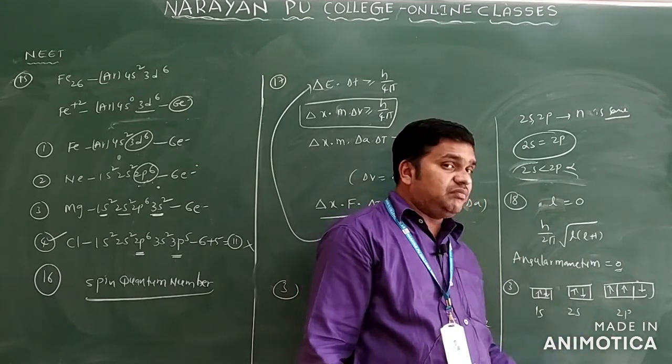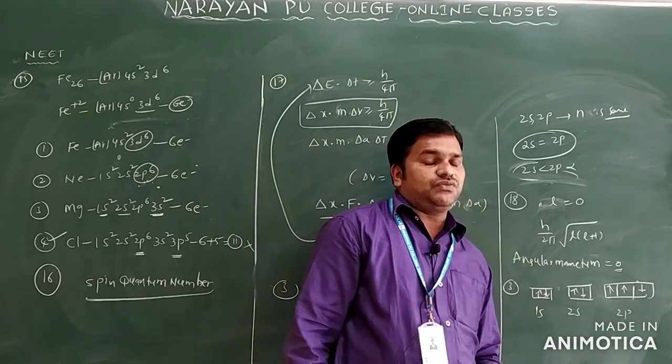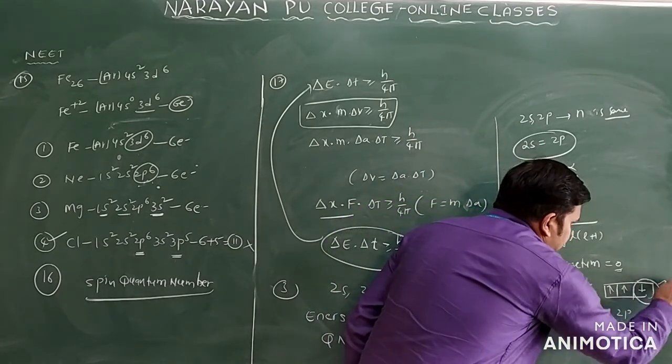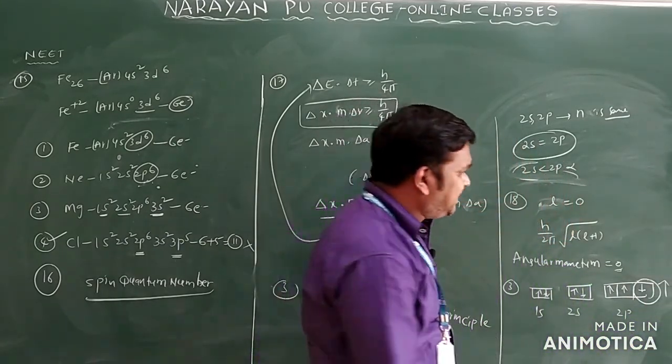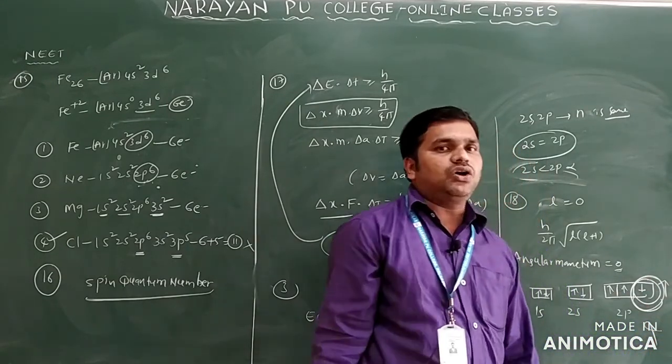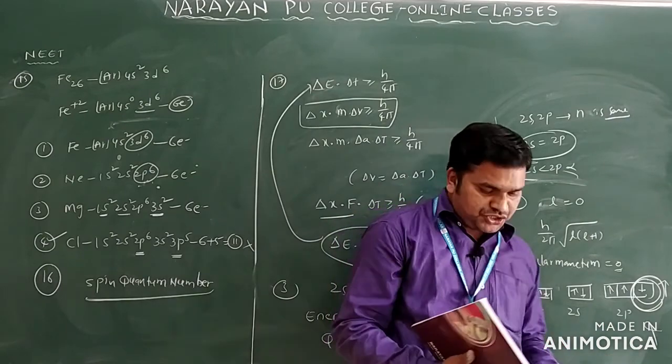All the electrons should be present in one direction, that is the clockwise direction only. According to the configuration rule, the electrons can be present in the clockwise direction. But what is given here? They have given an anti-clockwise direction. So this is the wrong statement among those, and we will take option 3.